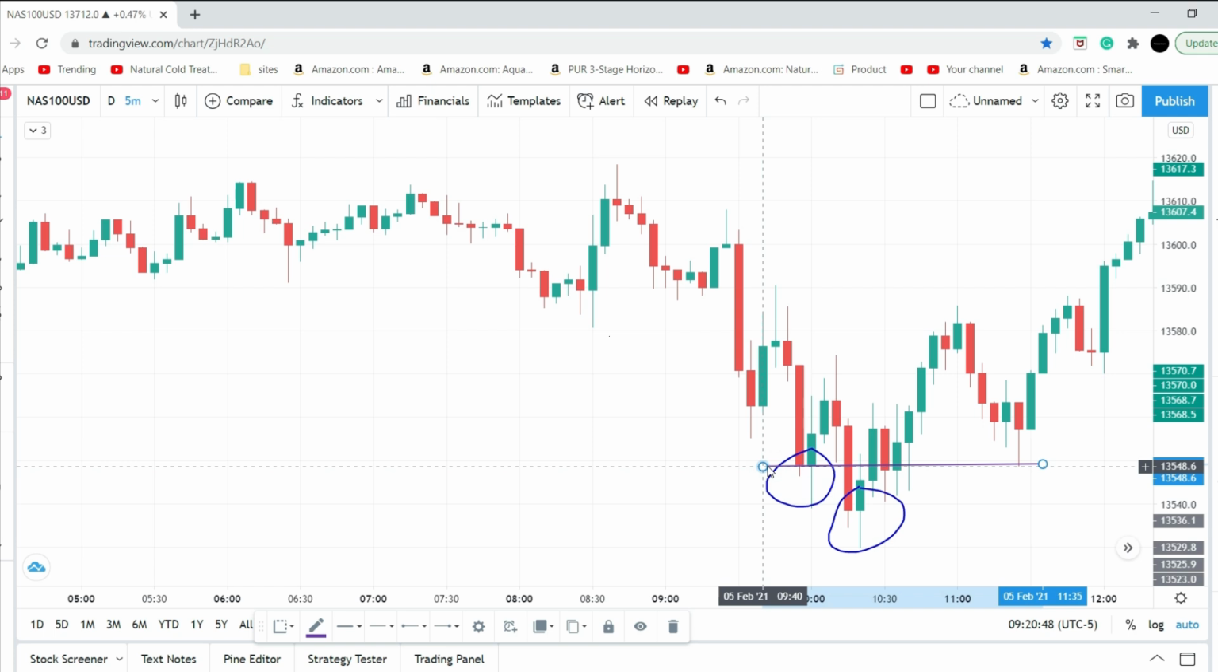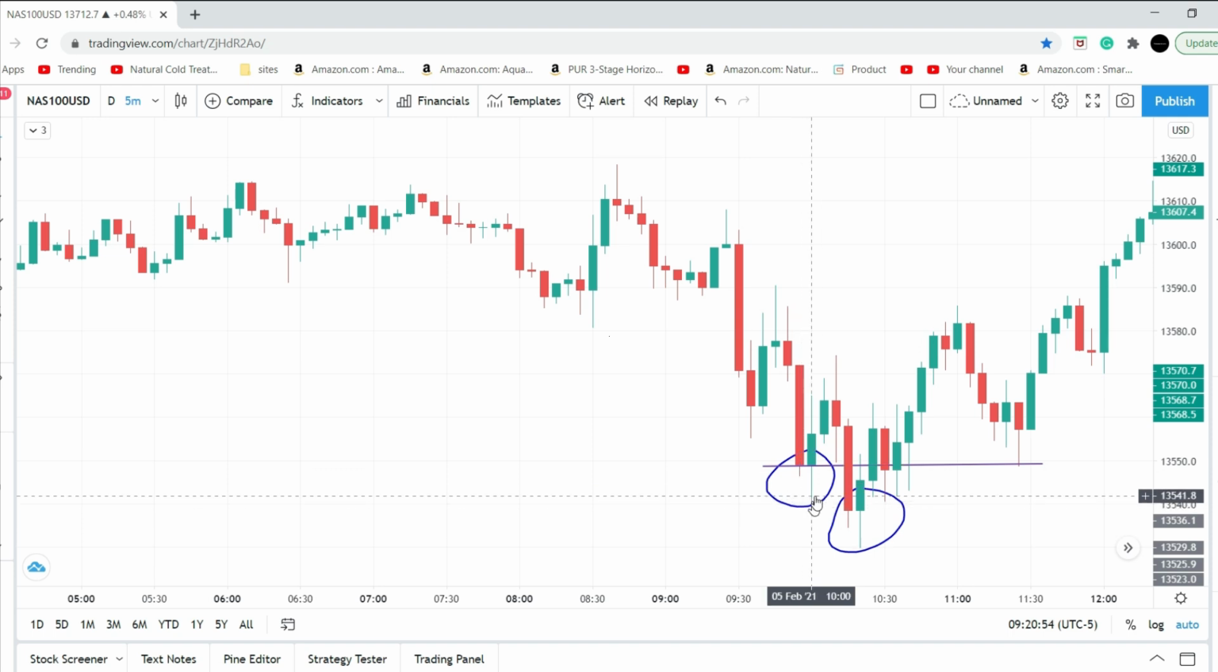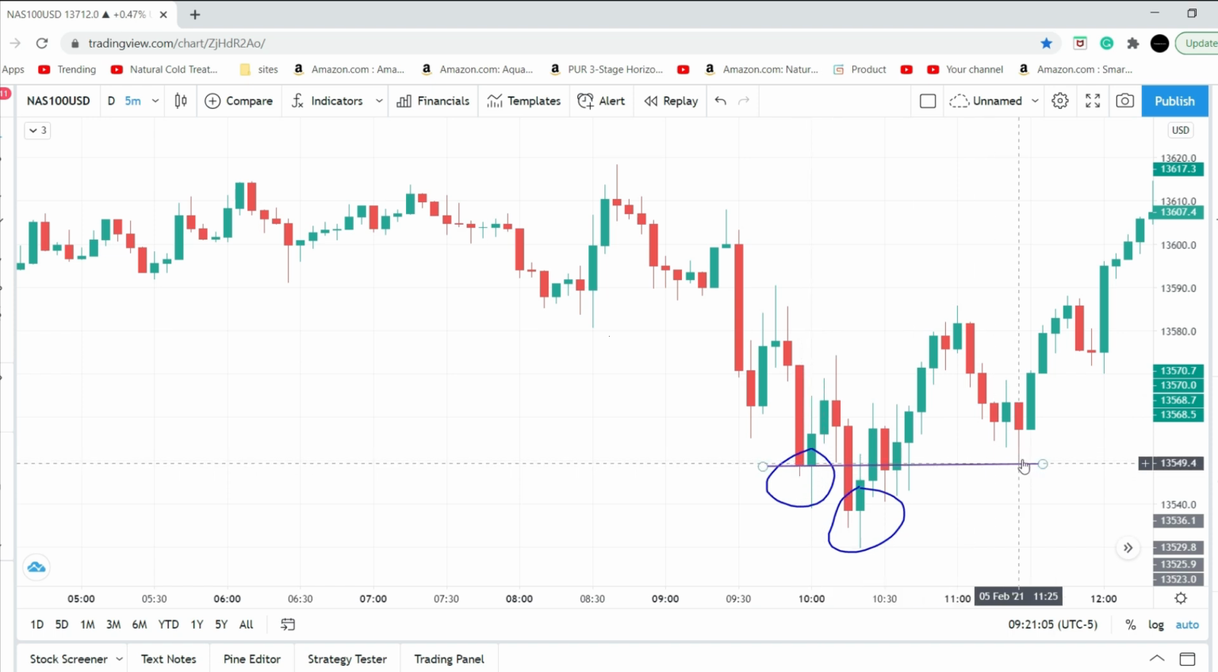Now, let me give you a little secret when it comes to inverse head and shoulders or a regular head and shoulders. You don't have to wait for the market to come back to the low, okay? So notice how we had this wick right here. You can use the body of the candle. And when it comes to the body of the candle, a lot of times you will see a reaction. So I'm giving you a little secret so you can use that when you see head and shoulders.